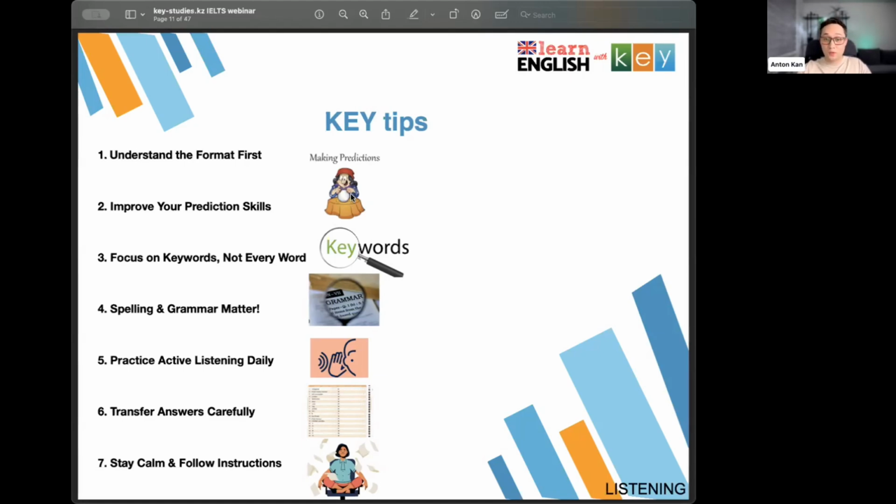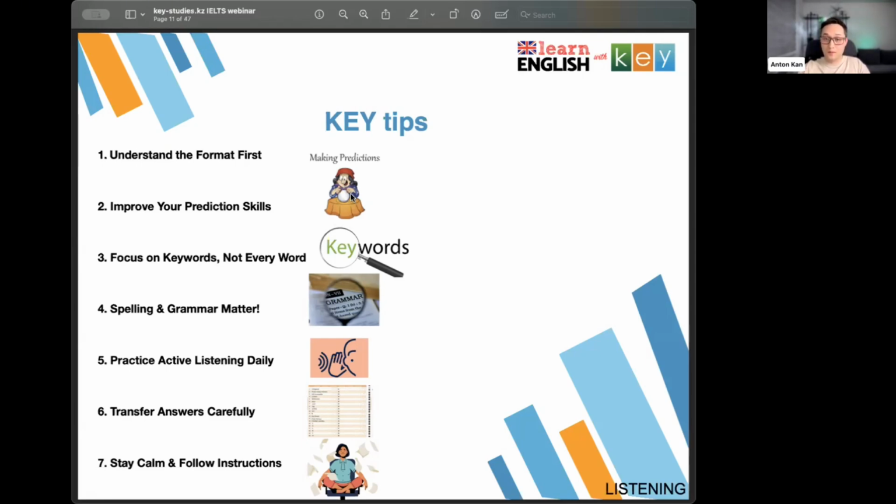Focus on keywords and not every word. Actually, it's a very important skill. Listen for names, numbers, dates, and the stressed words. Speakers often emphasize answers. Also, watch for distractors. For example, speakers can change their mind, like I thought 10, but actually it's 12. So the correct answer is going to be 12, of course.